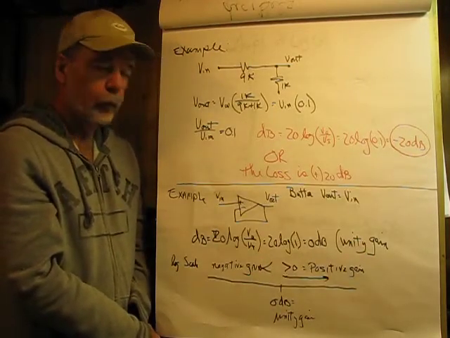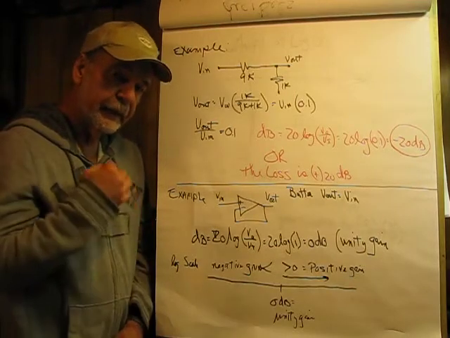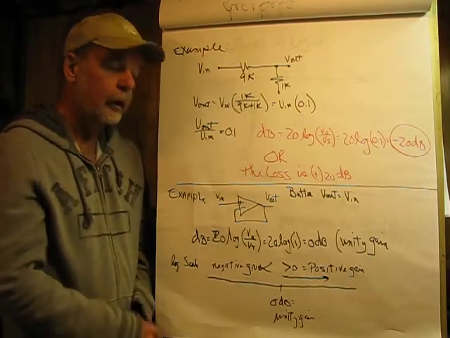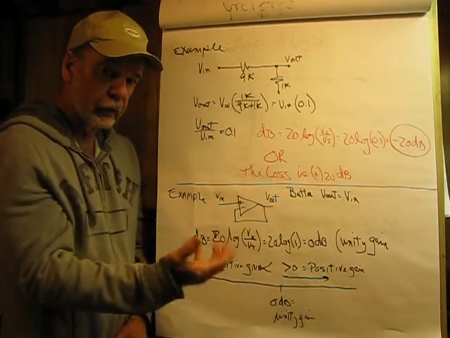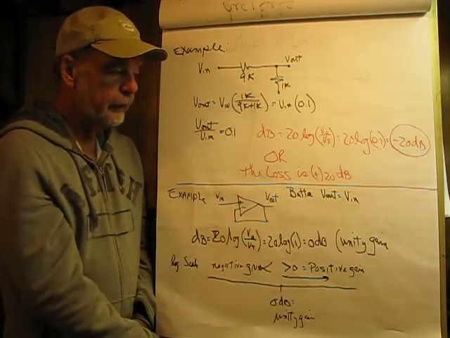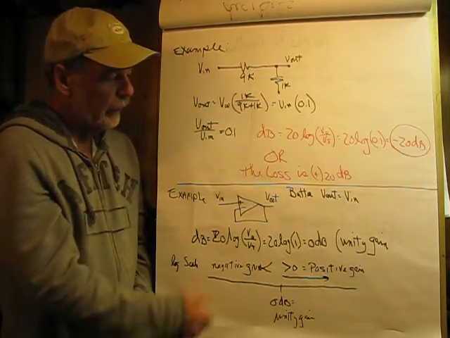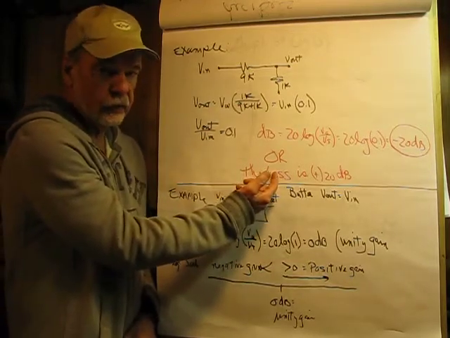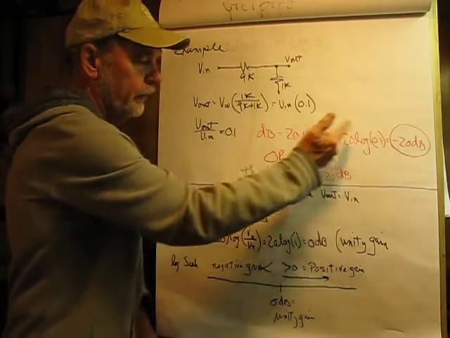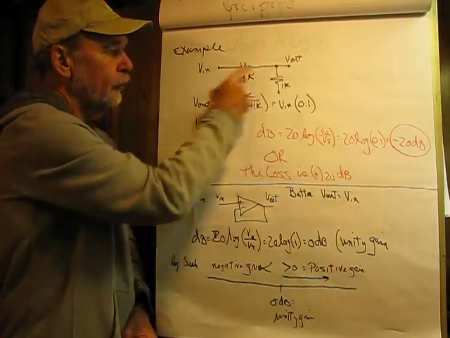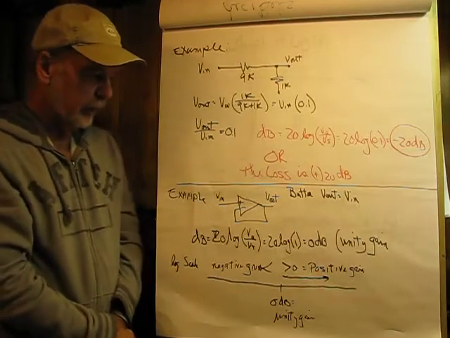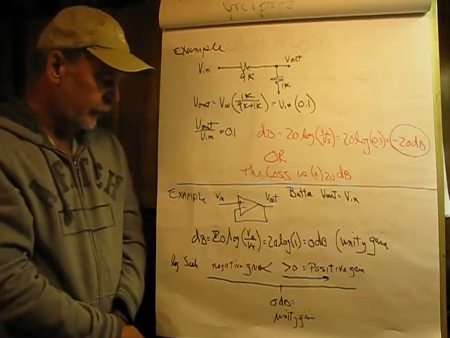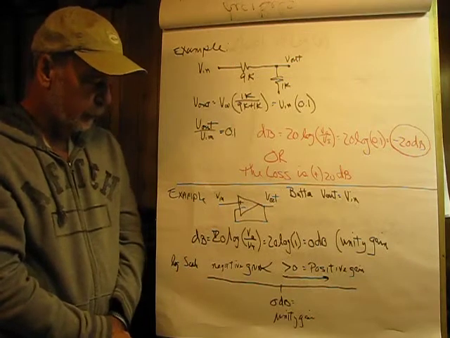So the output is going to be 20 dB down from the input, or we could say the loss, and I put a plus here deliberately, is 20 dB. The word loss means that the output is lower than the input. So loss has a meaning to it, much like ripple rejection ratio.